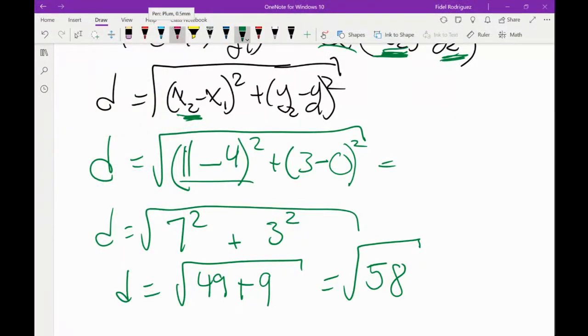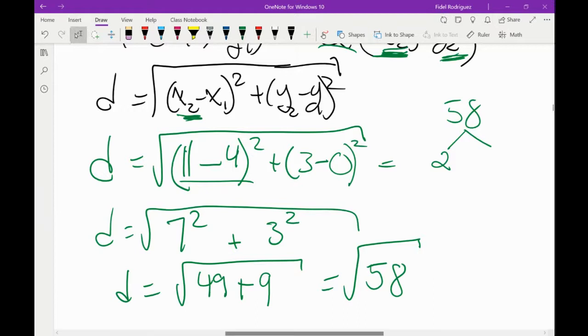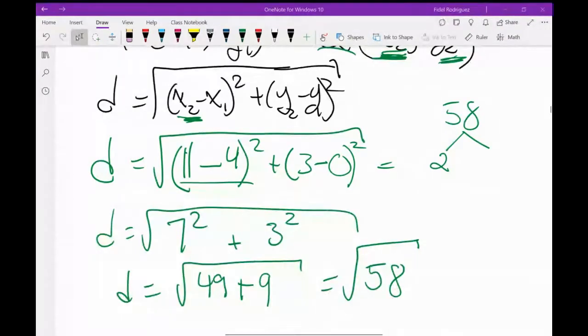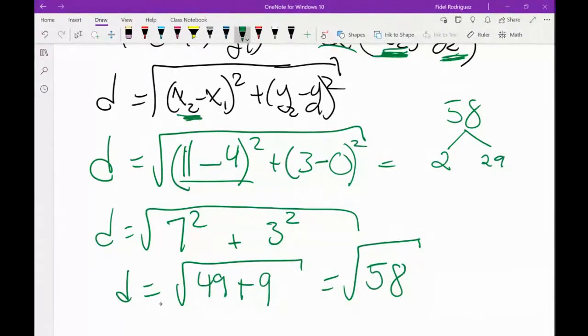But remember what the square root means. Square root means I'm getting pairs. So can I break down 58? I know I can at least divide it by 2. So if I take 58 and divide it by 2, I'm coming up with 29. But I can't break down 29. 29 is one of those prime numbers. So we're just going to stop right there. That's going to be the square root of 58, right?